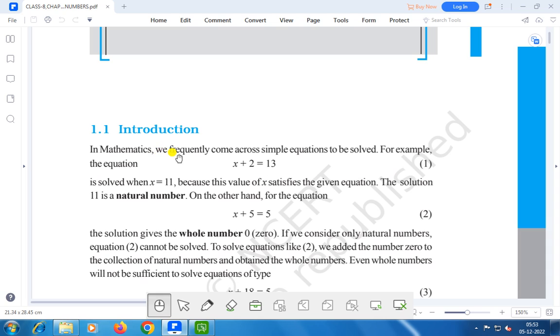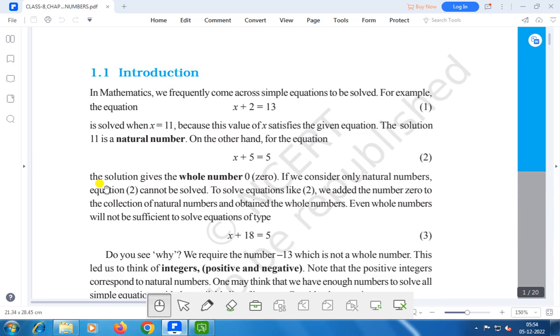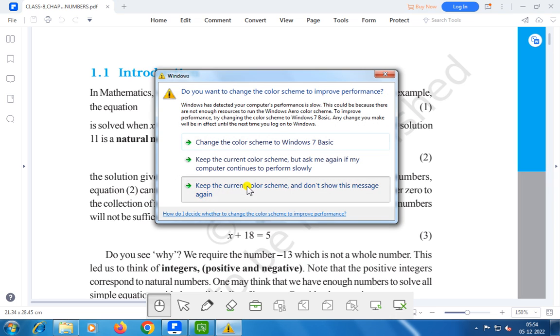In mathematics, we frequently come across simple equations to be solved. For example, the equation x plus 2 is equal to 13 is solved when x is equal to 11, right? Because this value of x satisfies the given equation. The solution 11 is a natural number. On the other hand, for the equation x plus 5 equal to 5, the solution gives the whole number 0. If we consider only natural numbers, equation 2 cannot be solved.